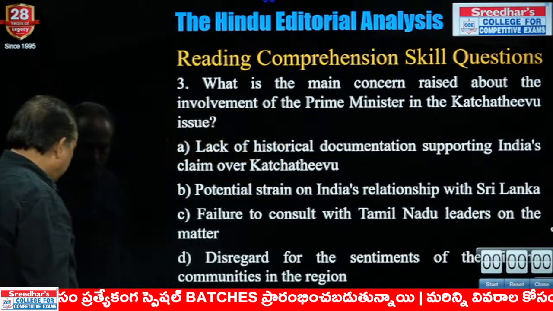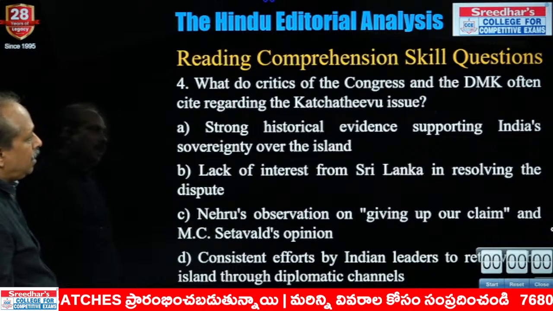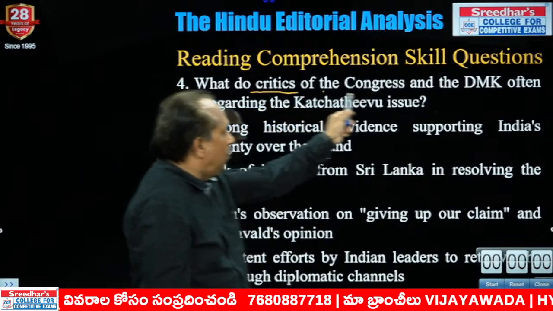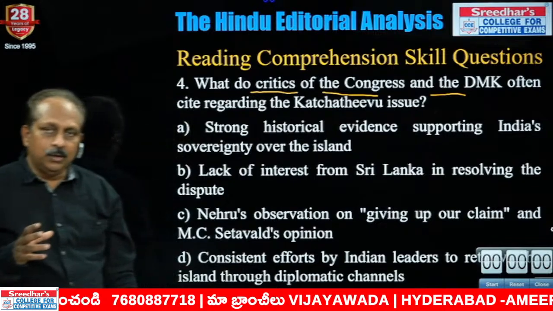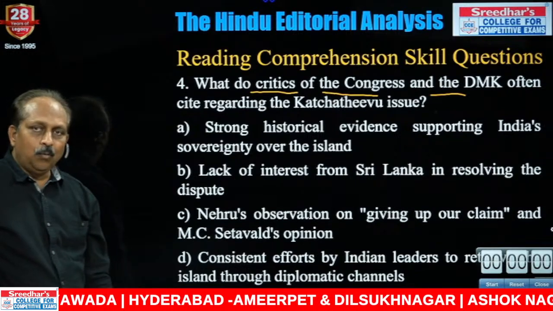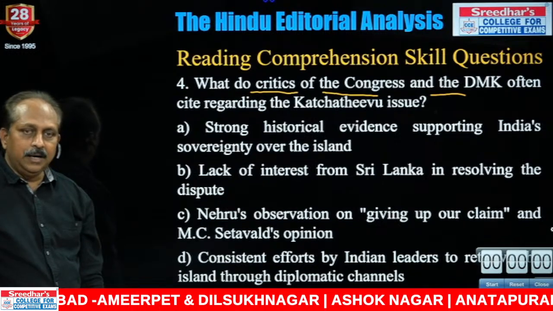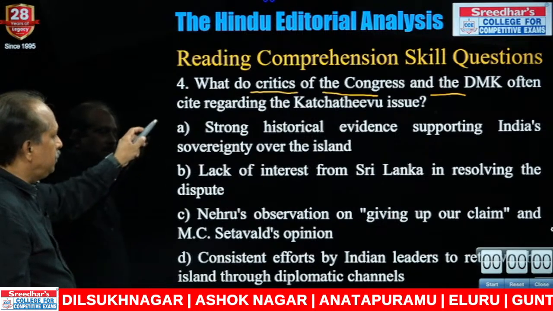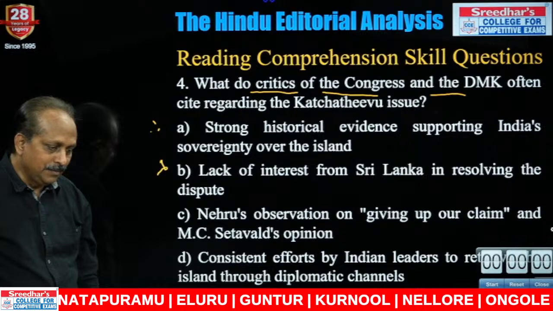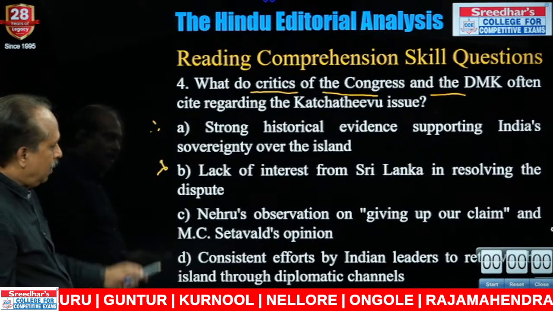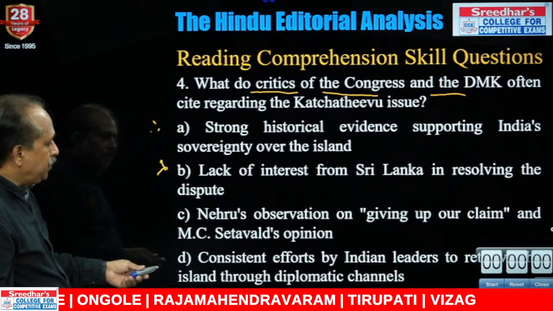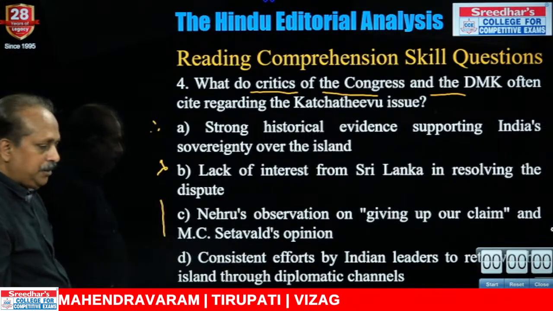Answer is B. What do critics of the Congress and the DMK often cite regarding the Kachativu issue? Critics of the Congress and the DMK, what do they quote? What do they say regarding the Kachativu issue? On what basis they criticize the Congress and the DMK? Strong historical evidence, lack of interest, clearly mentioned. Okay. What is the third option here? Nehru's observation on giving up our claim and MC Setalvad's opinion, clearly mentioned in the passage.